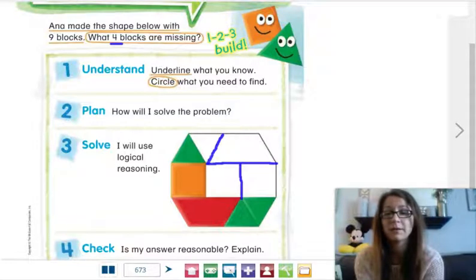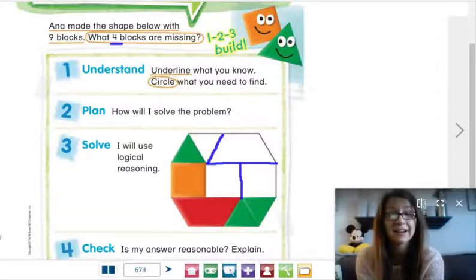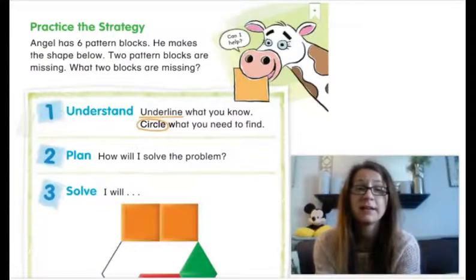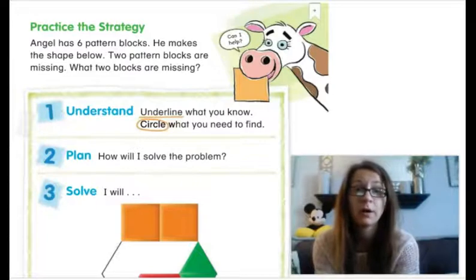So now what we're going to do is flip to the next page and solve a couple more together before I give you some time to work on your own. Okay, here is our next example that we're going to do together. So our first step, we need to underline what we know and circle what we are trying to find. So let's read the word problem together.